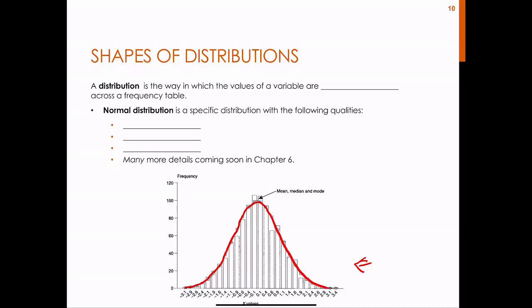So it goes from left to the right. And this is the most common distribution or shape of graph we can see. Distribution is the way in which the values of a variable are dispersed across a frequency table. And this is the normal distribution.